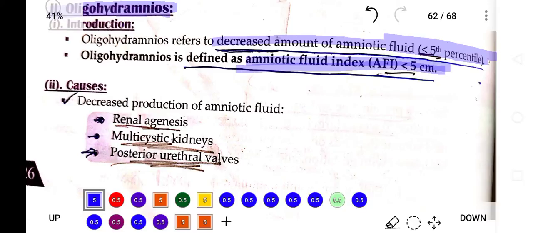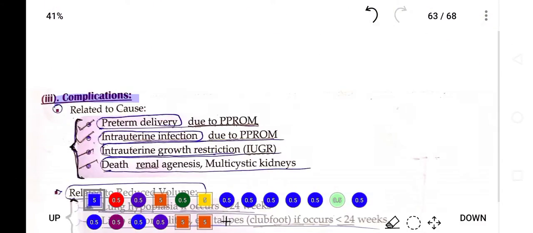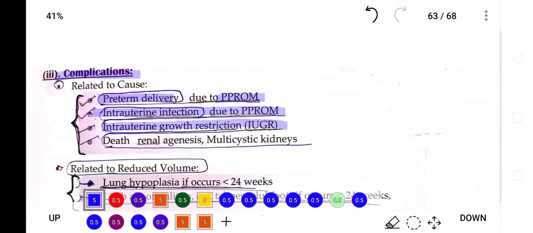Causes of oligohydramnios are renal agenesis, multicystic kidney disease, posterior urethral valve, and strictures. Complications include preterm delivery due to preterm labor, rupture of membranes, intrauterine infection, intrauterine growth restriction, and death. Renal death occurs because of renal agenesis and multicystic kidney disease.